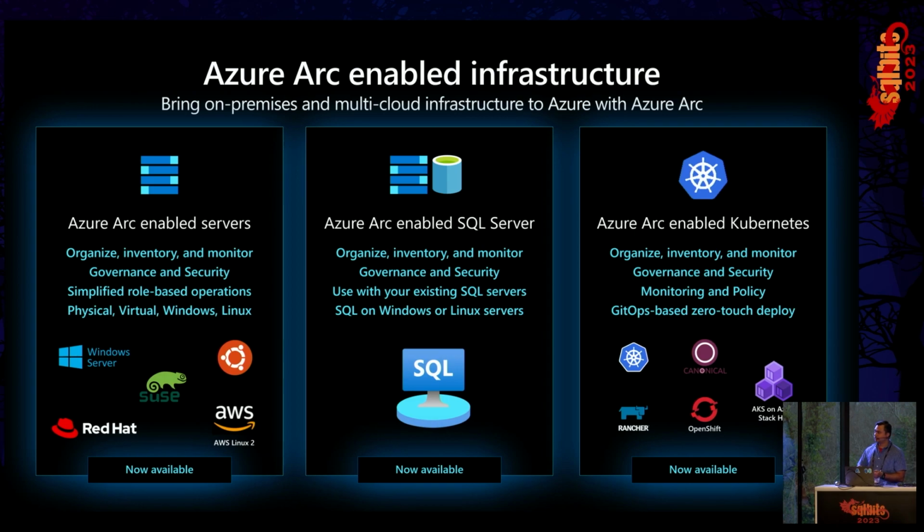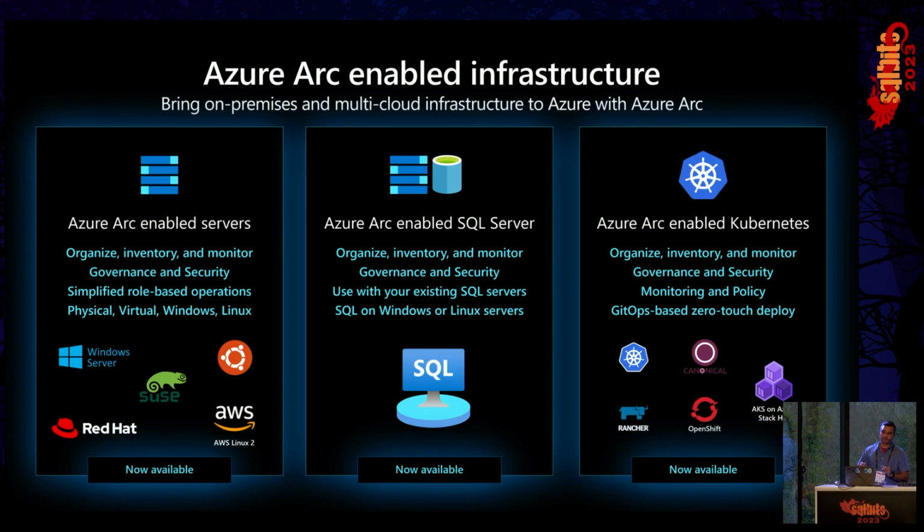The idea is the same across these three offerings. You have your server, whether it's a Windows server, Linux server, or SUSE, or any of these Linux distributions. You have your SQL server that's running in a VM, whether it's a Windows VM or a Linux VM. You have a Kubernetes cluster, one of the CNCF certified Kubernetes clusters. You Arc-enable that resource, whether it's a VM or a SQL server or a Kubernetes cluster.